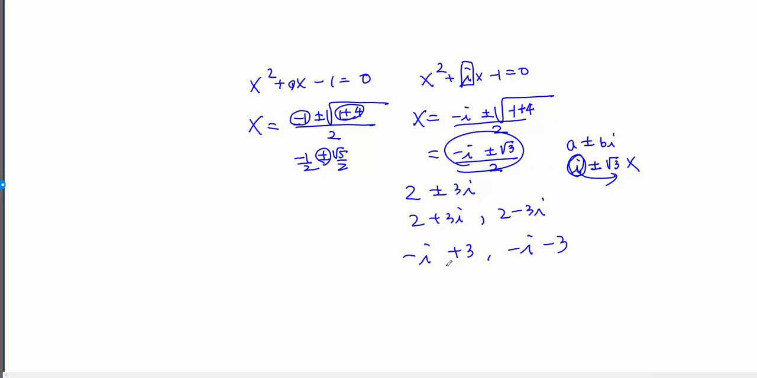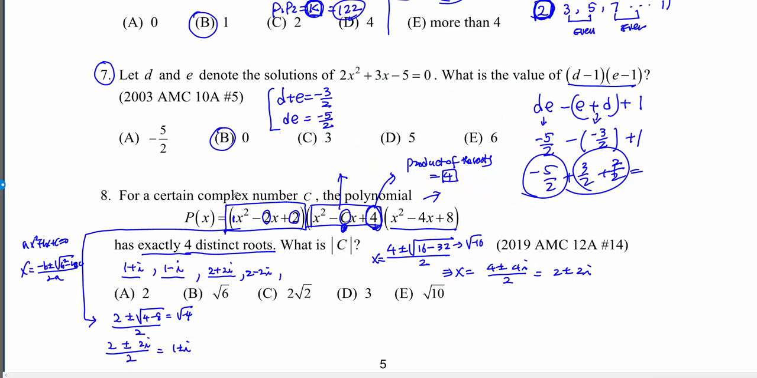That is not a conjugate. You can use this one: 3 minus i. And this one is what? Negative 3 minus i. Totally different. They are not conjugates. So you have to be very careful over here.